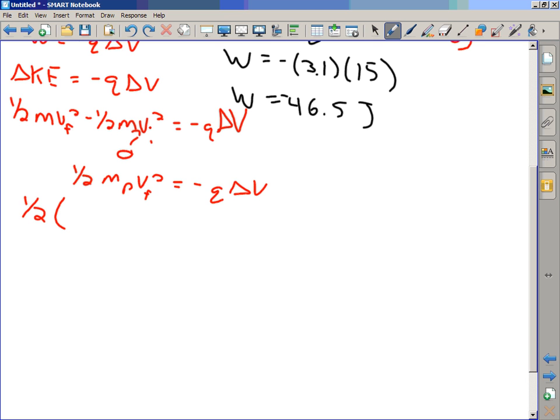So mass of the proton, you get that off the passage. Read that off to me, please. It's 1.67. Give me some more details. 1.67 times 10 to the negative 27.